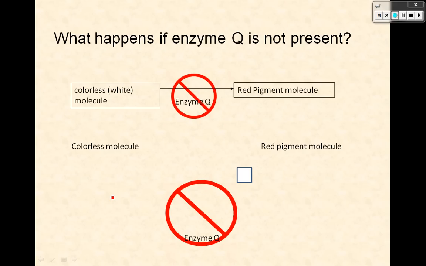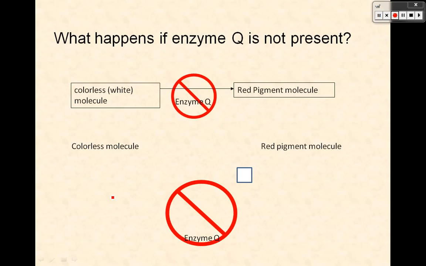And later we're going to link this back to genetics. Some of you, I'm sure, are already putting 2 and 2 together, maybe coming up with 3.5 in your head and saying, oh, wait a minute, these could be different genotypes if I make enzyme Q or not make enzyme Q.